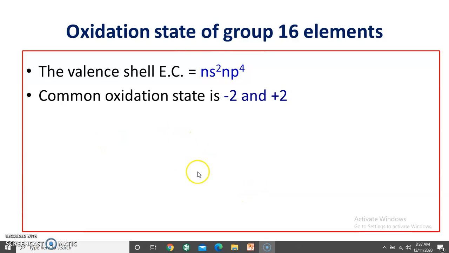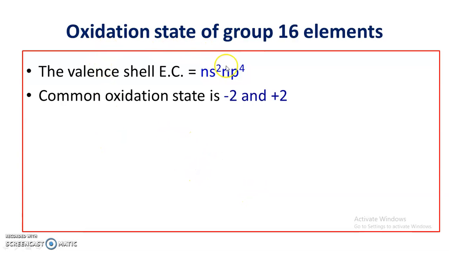In this video, we are going to discuss the oxidation state of group 16 elements. The valence electronic configuration of group 16 elements is ns2np4, and they require 2 electrons to complete the octet, and therefore the common oxidation state of group 16 elements is -2. Additionally, sometimes they show +2 oxidation state also. The -2 oxidation state will be there when they gain 2 electrons, and there will be +2 oxidation state when these elements lose 2 electrons out of 6.